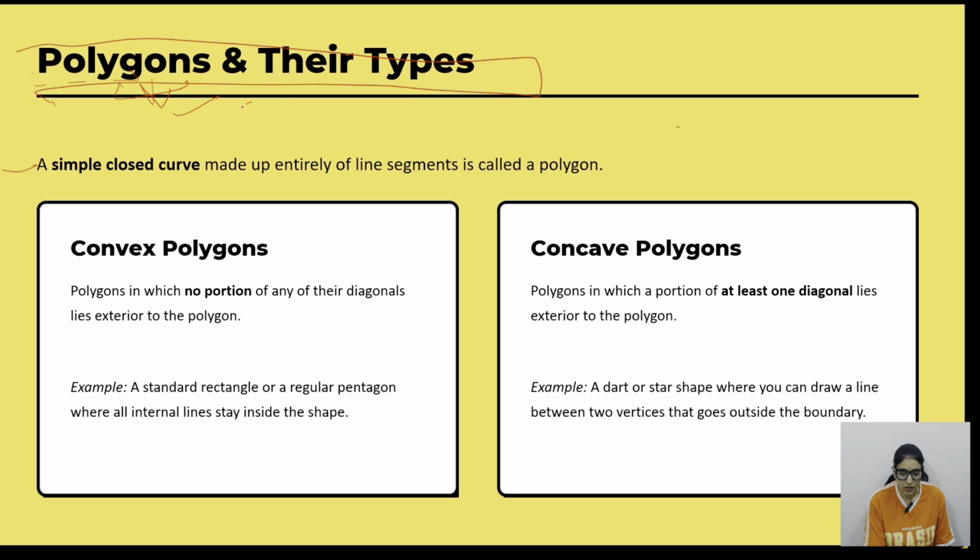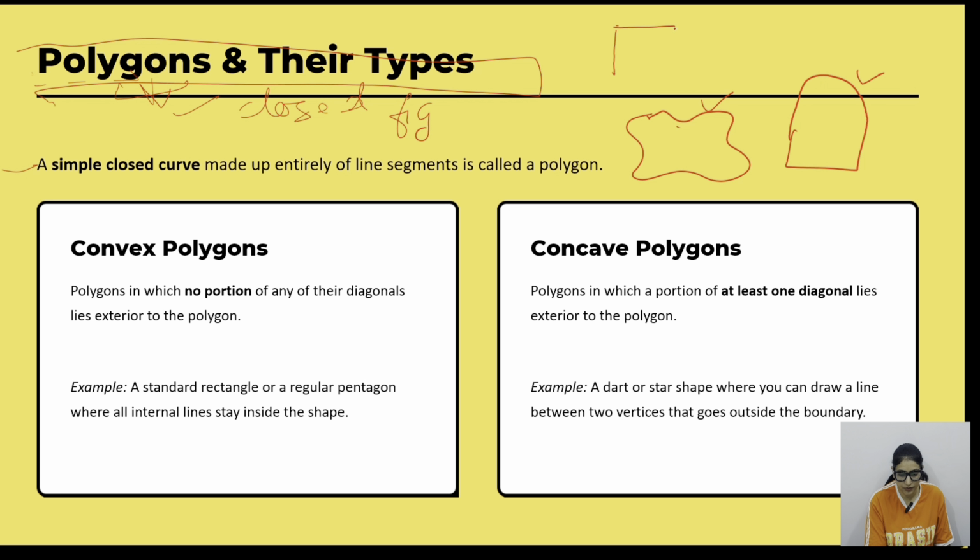Closed figure. Now see, if I say closed figure, so I draw anything like this or any shape of this type. So you will say that these are also closed figures. But what is the difference between polygon and these closed figures? So the main difference is that a polygon is made up of only and only line segments.